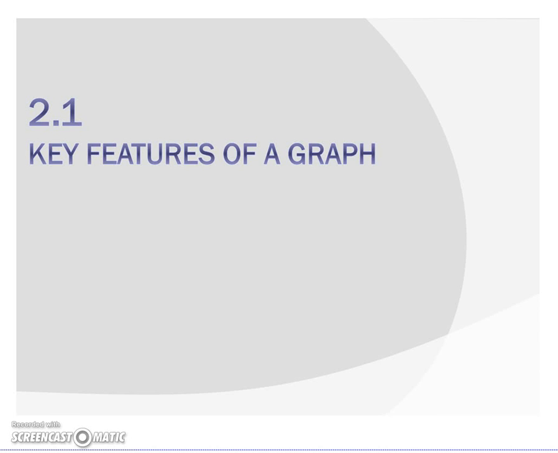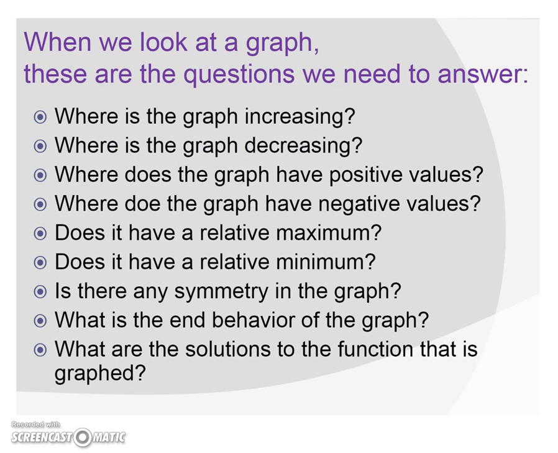Ladies and gentlemen, we will finish what we started discussing on Thursday. We started talking about key features of a polynomial graph, and we started discussing these questions. Where is the graph increasing? Where is it decreasing? Positive and negative values, relative maximum, minimum, symmetry, end behavior, and solutions.